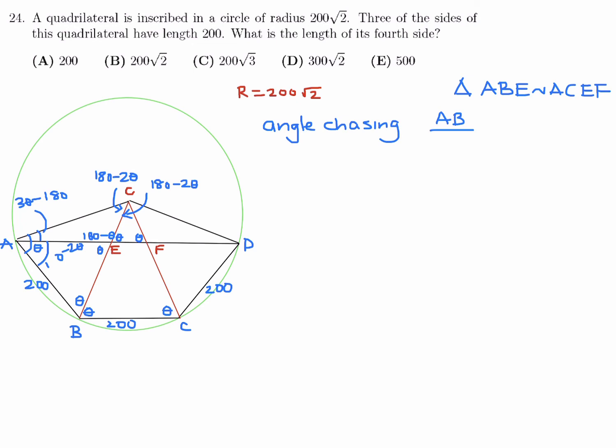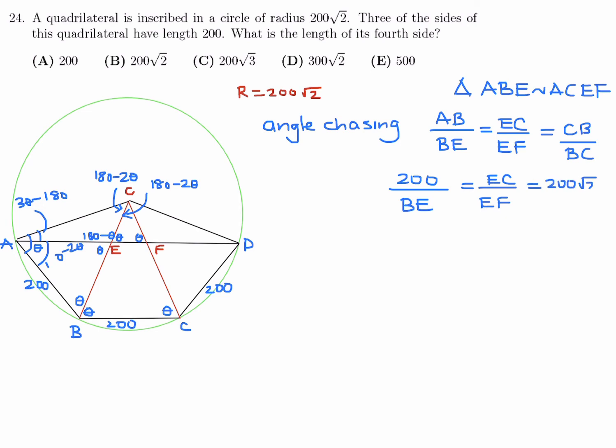The ratio of the sides will be equal. So AB over BE will be equal to EC over EF. And that is equal to CB over BC. All right, let's see what we know. AB is 200. BE I don't know yet. EC I also don't know yet. And EF I also don't know yet. CB, that's the radii, and that's 200 root 2. And BC is 200.